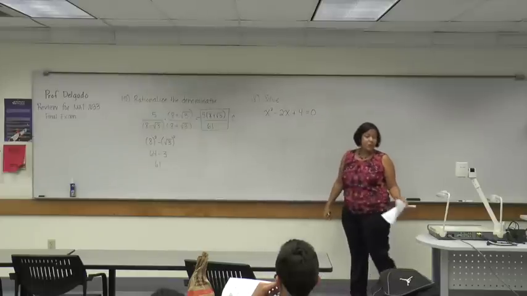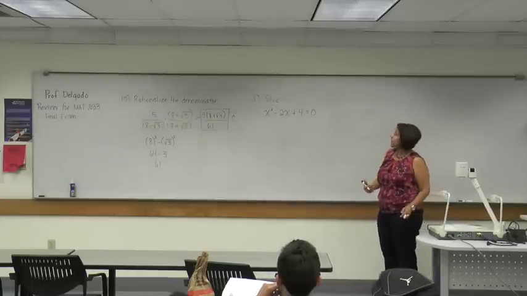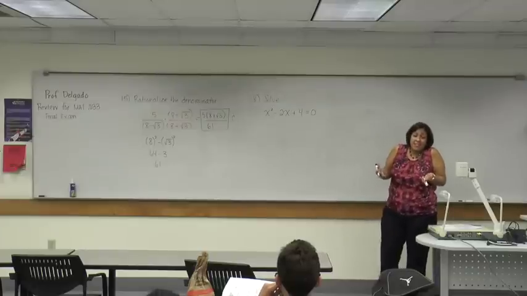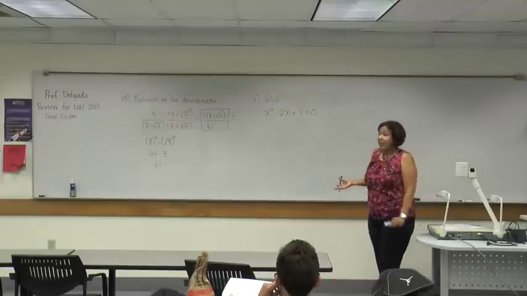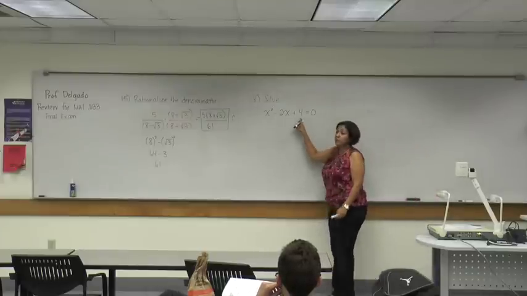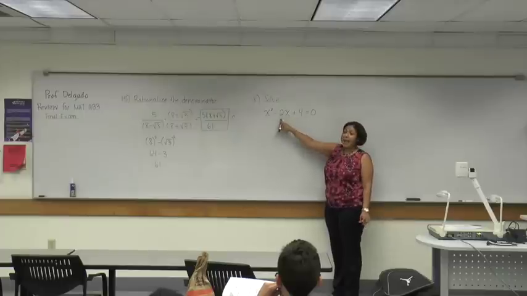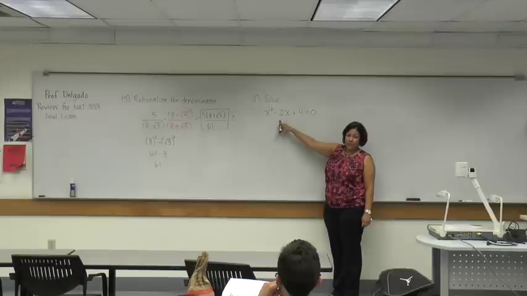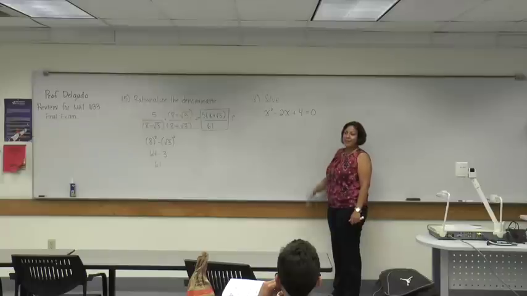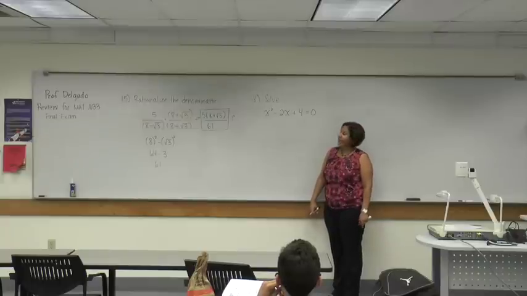Quadratic equation, it's already in standard form. One of the first things we should try is to factor, if possible. In this case, we would have to look for two numbers that multiply to 4 and add up to negative 2. Problem is, I can't think of those numbers. I don't think those numbers exist. So factoring is not going to work.